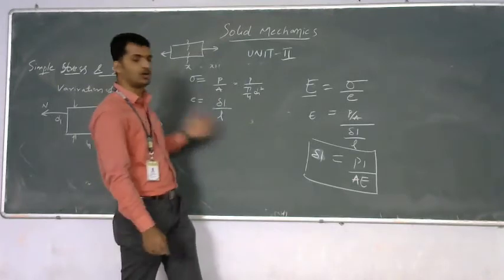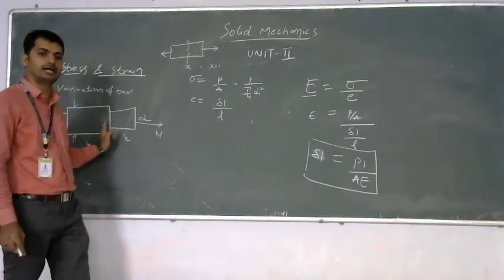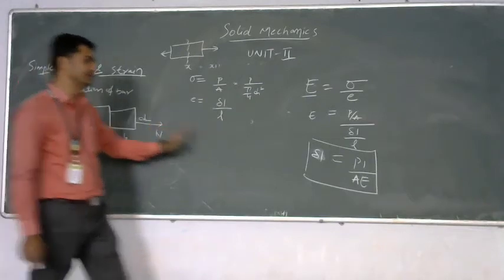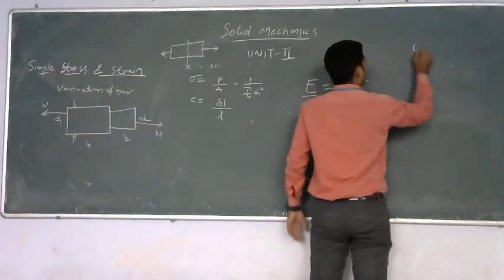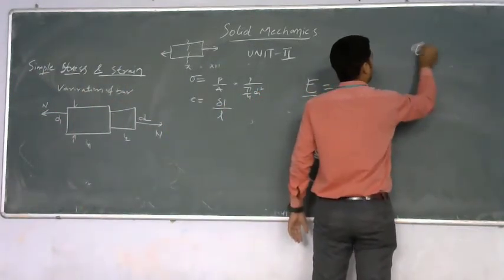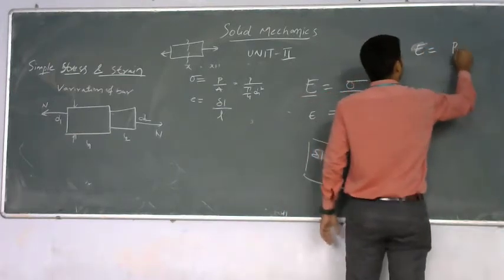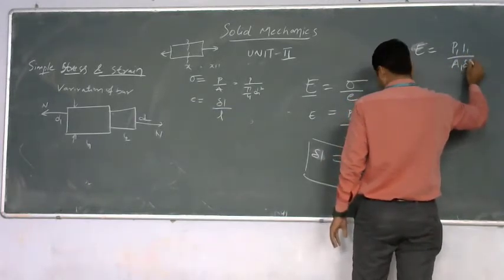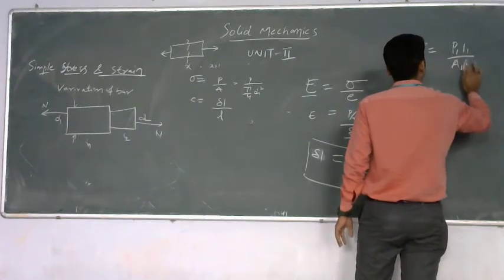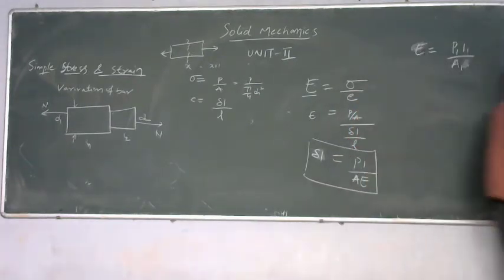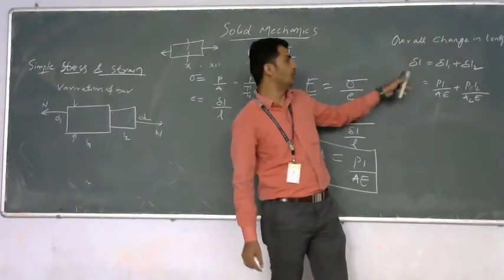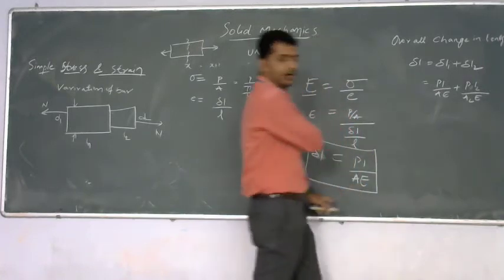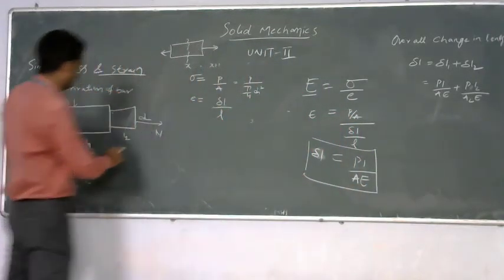But there are two components, 1 and 2. To find out the two components individually, E is equal to P1, L1, A1, and so on. So we need to find out the overall change in length for this entire object. This overall change in length we need to calculate.